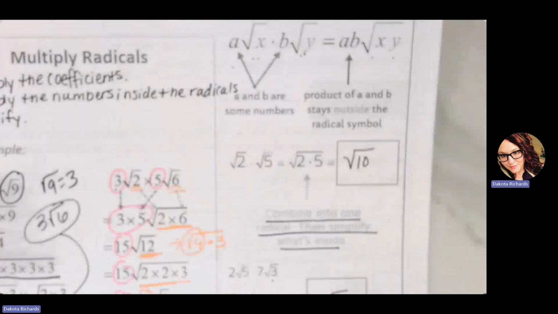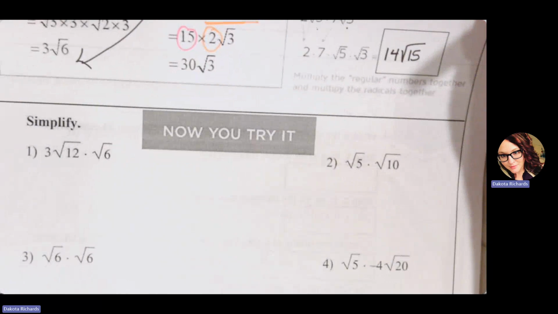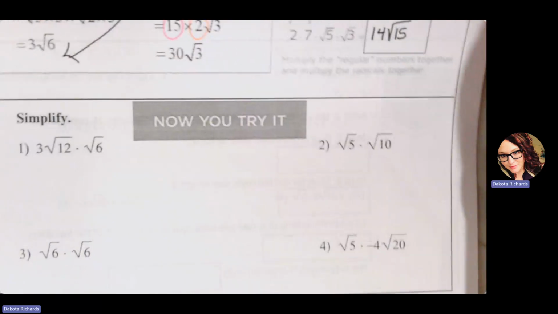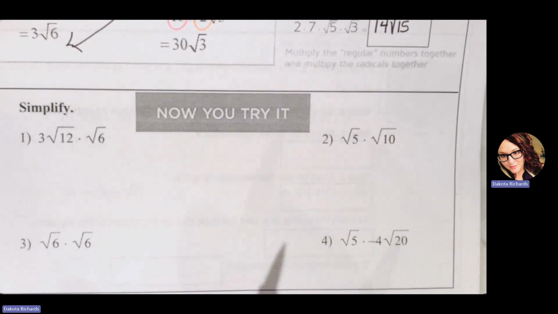Okay, so let's try it out. I want you guys to pause the video, maybe a minute or two. See what you can do on these 4 problems, and then unpause the video.